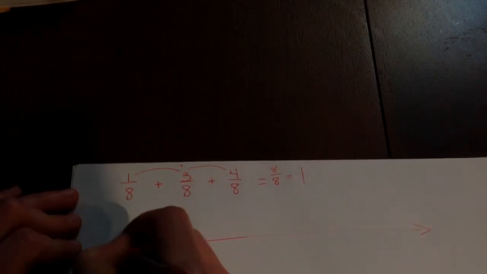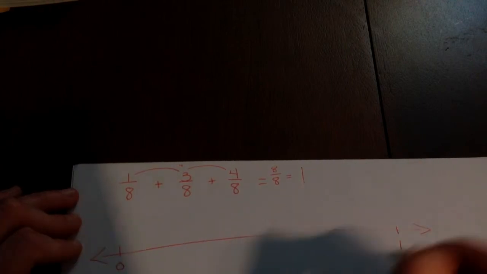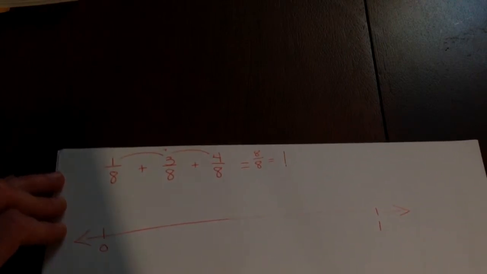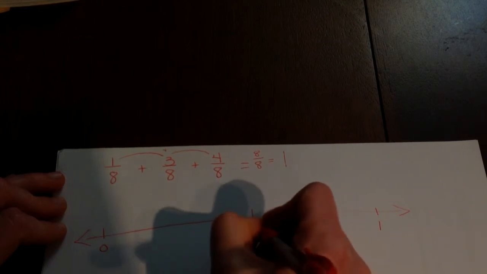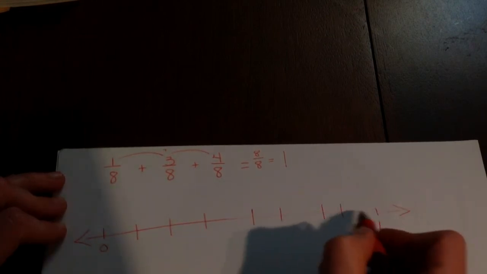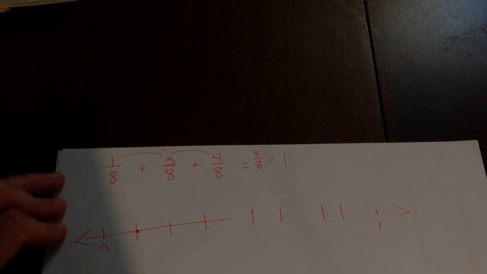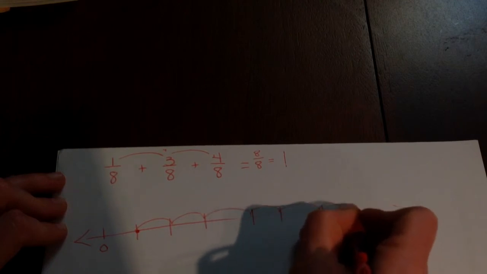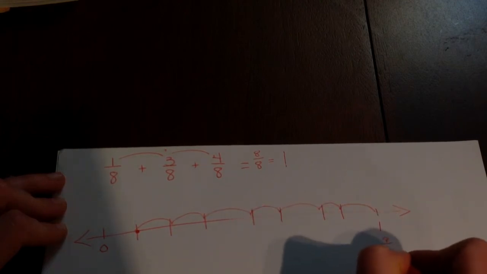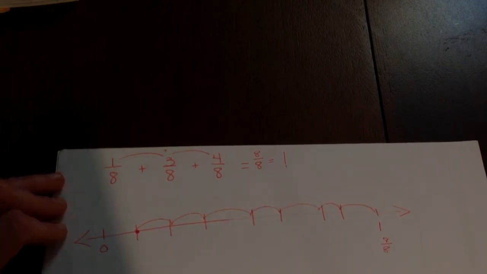You could have drawn a number line, but I'm not going to say you have to because some of you don't need it, and that's okay. But if you drew a number line, you would have cut it into eighths. 1, 2, 3, 4, 5, 6, 7, 8. They're not perfect, but that's okay. I had 1/8. I added 3. 1, 2, 3/8. Then I added 4. 1, 2, 3, 4/8, which gave me 8/8 or 1 whole.